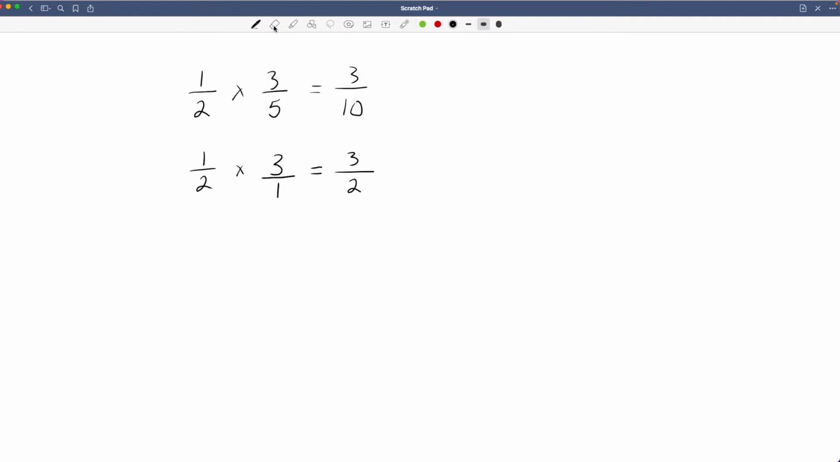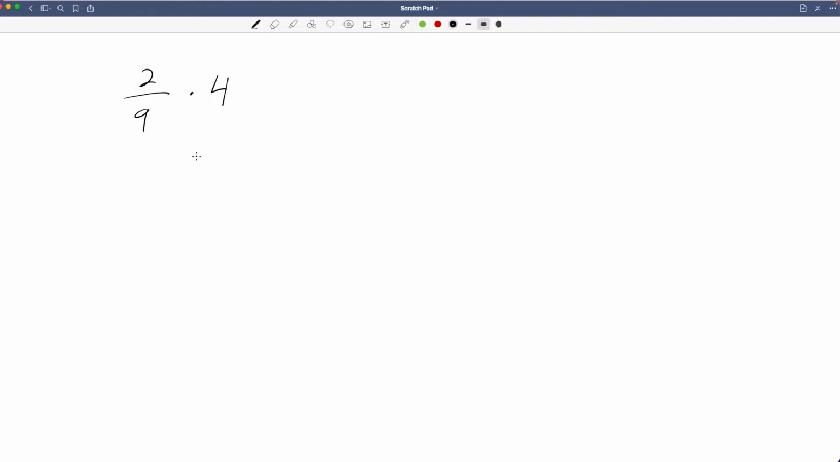So let's jump in and do some multiplication of fractions times whole numbers. Let's do 2/9 times 4. So we would rewrite that as 2/9 times 4/1 because 4 divided by 1 is still 4. It is the same value. 2 times 4 is 8, and 9 times 1 is 9. So 2/9 times 4 is 8/9.